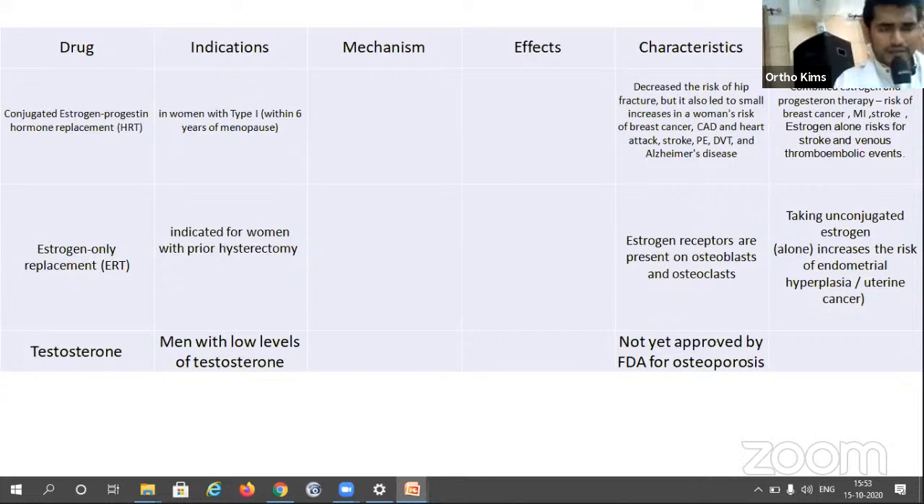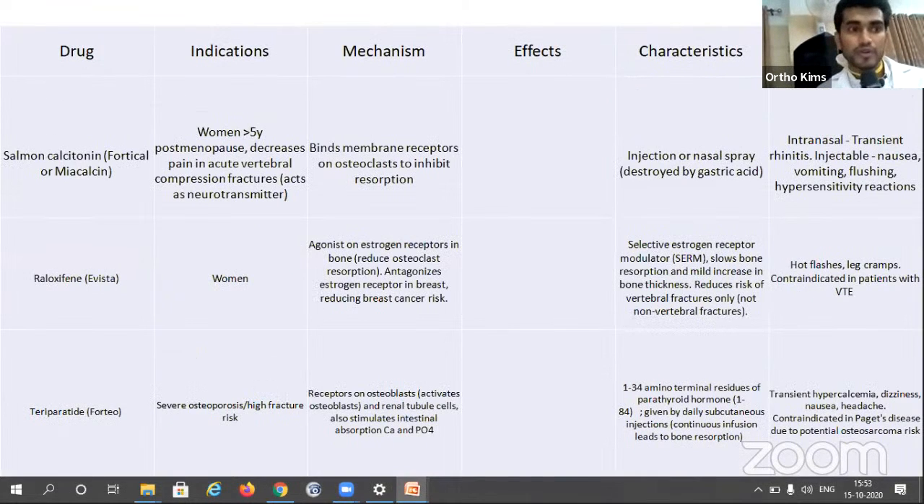Testosterone is indicated in men with low level of testosterone. Its character is it's not yet approved by FDA for osteoporosis. Coming to the next, salmon calcitonin, it's indicated mainly in women more than 5 years postmenopausal, decreases the pain in acute vertebral compression fracture.